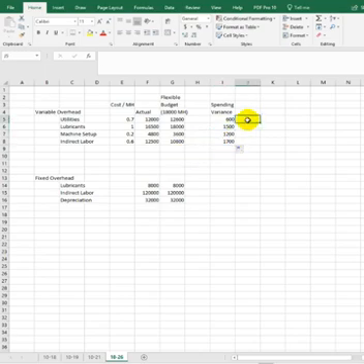Okay, so these ones we spent less than budget, so that's favorable. Spent less than budget, that's favorable. Spent more than budget, it's unfavorable. Spent more than budget, it's unfavorable. So let's add those up.